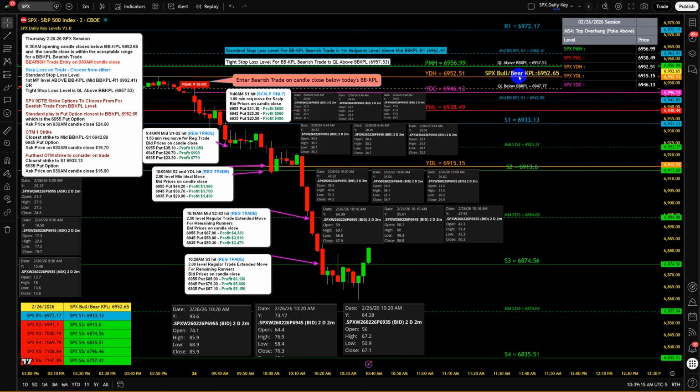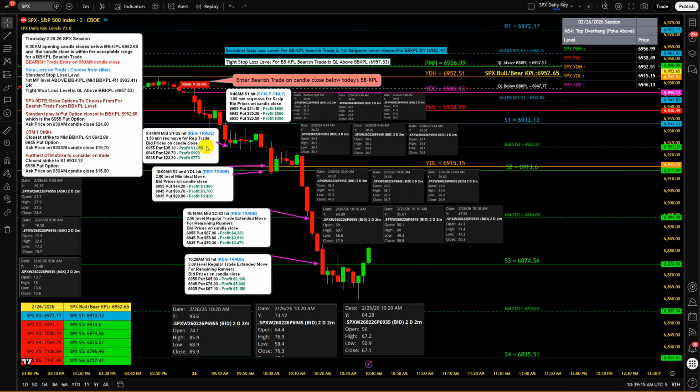Again, how do we calculate how many levels the move is in our favor? It is from the level that we're basing the trade on, in this case the bull bear KPL, looking in the direction of trade, which in this case is down. We have a 1-level move, 1.5 level move. The S2 is the 2-level move.